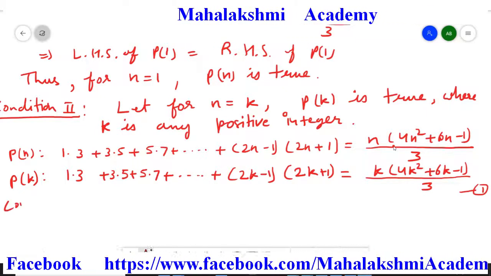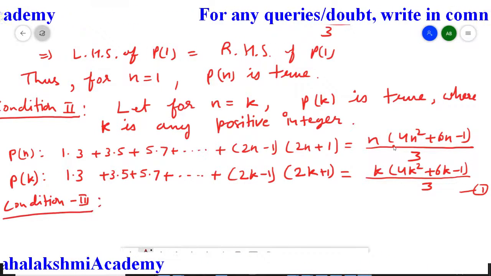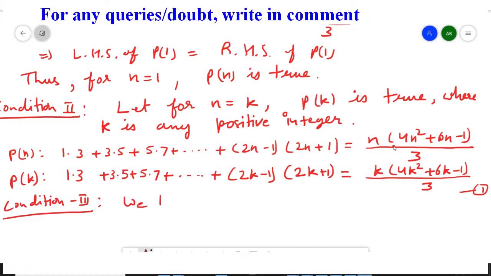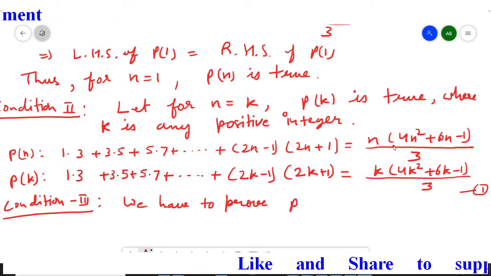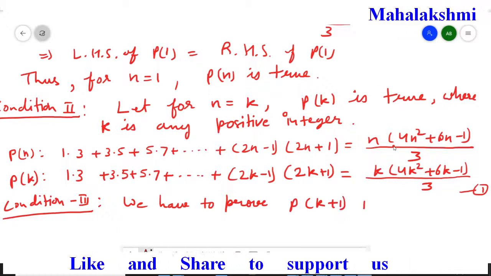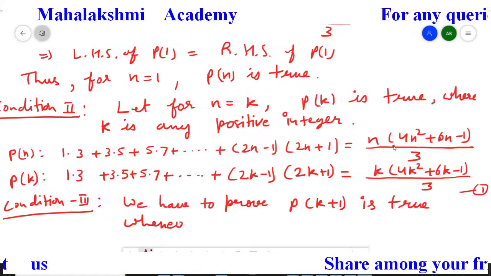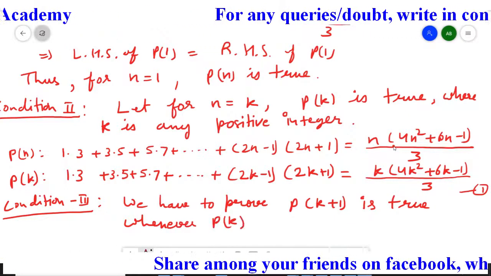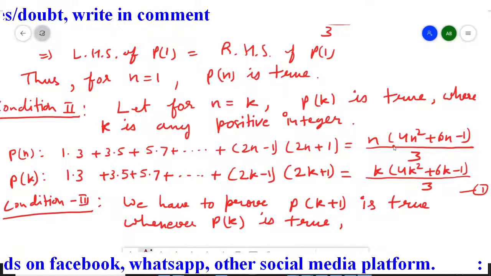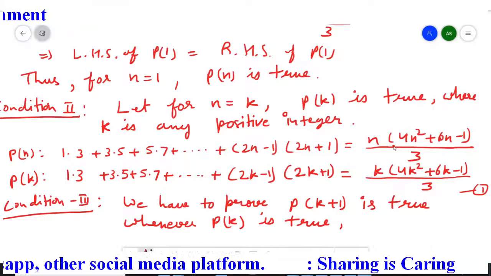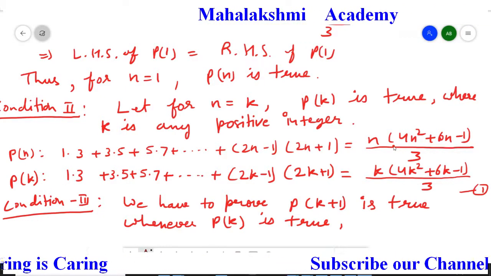Now we move to the third condition. In the third condition we have to prove Pk plus 1 is true whenever Pk is true. So in the third condition, by using equation 1, that is the Pk equation, we have to show Pk plus 1 is also true.